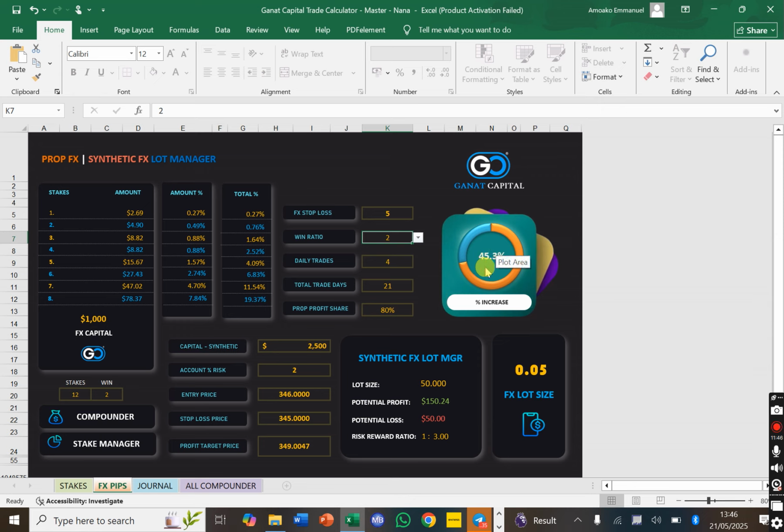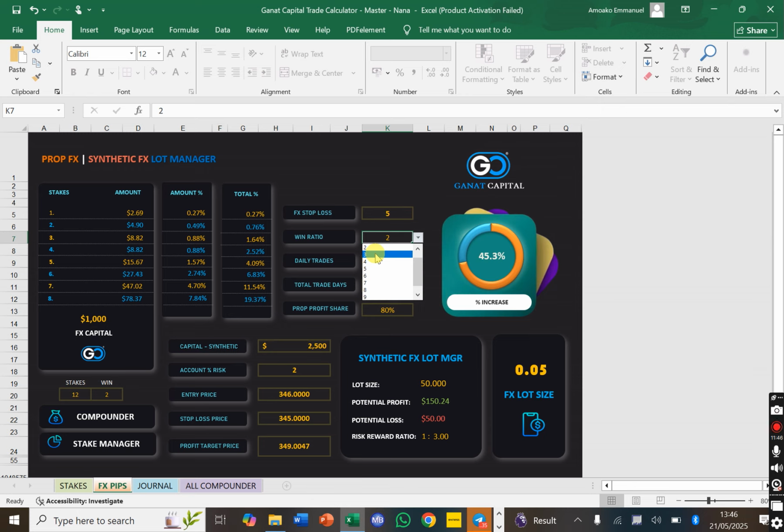We are going to get 45.3% at the end of the month. This system doesn't give you 20,000% in a day or a month. No, this is consistent profit. Imagine you're making 45% of your capital every single month, consistently, without blowing your account. This is the system that can give you that. And the system is from Ghana's capital. You can see it over here. So 1:2, you're making 45% every single month.